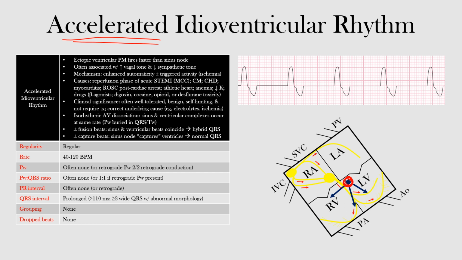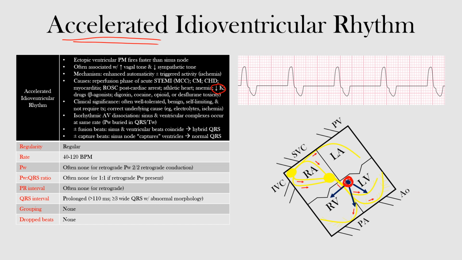Now, clinically speaking, the rhythm is typically well tolerated, benign, self-limiting, and not associated with any significant hemodynamic instability. Furthermore, it often does not progress to ventricular tachycardia or ventricular fibrillation. Therefore, treatment is often not required, and management should focus on treating the underlying cause, such as correcting any electrolyte disturbance, right? We mentioned that one of the causes was hypokalemia, so you'd want to correct that, or restoring myocardial perfusion, okay, in the setting of ischemia or infarction.